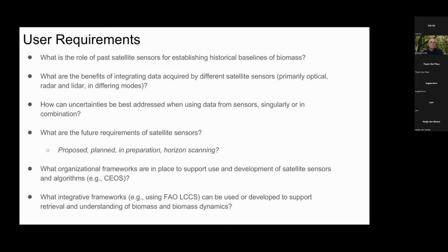That's important too. I also want to highlight what organizational frameworks are in place to support the use and development of satellite sensors and algorithms, like the Committee on Earth Observation Satellites, and also what integrated frameworks, such as the FAO LCCS I explained, can be used or developed to support retrieval and understanding of biomass and biomass dynamics.